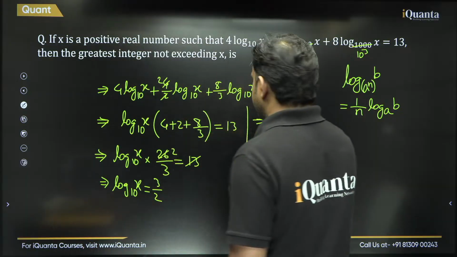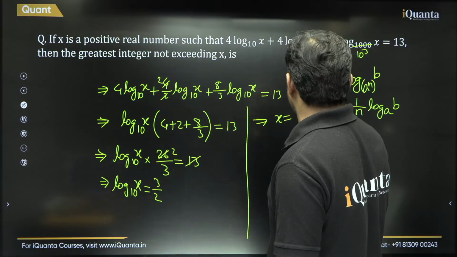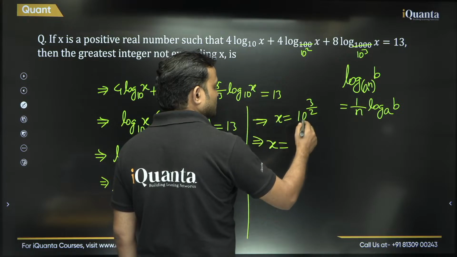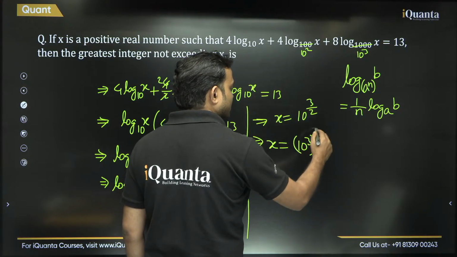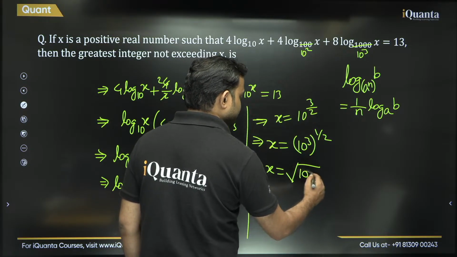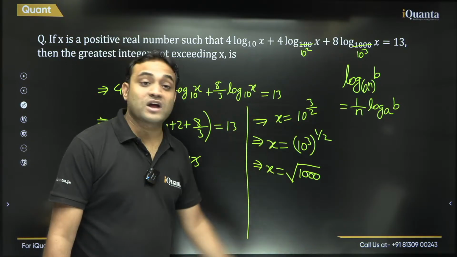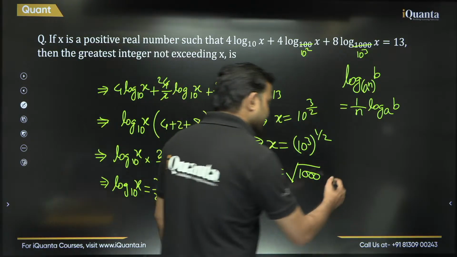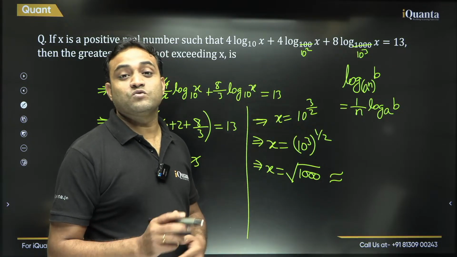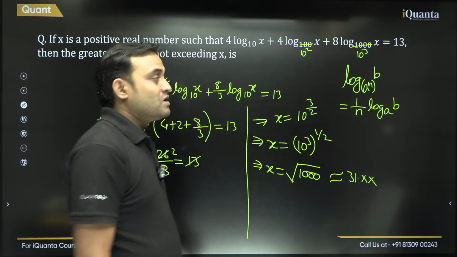From there, if I want to remove the log, I can take x is equal to 10 to the power 3 upon 2. Or we can say x is equal to 10 cube to the power 1 by 2. Or x will be equal to square root of 1000. Half power means square root, 10 cube is 1000. Now x is square root of 1000. What is square root of 1000? If you take this value, 31 square is 961, 32 square is 1024. So this value is 31 point something.